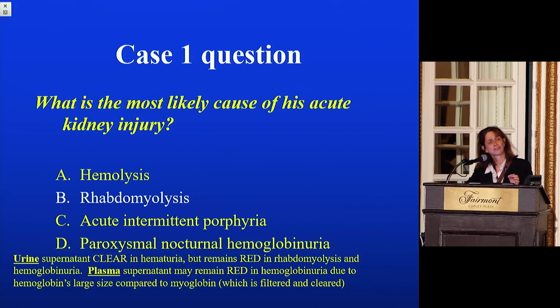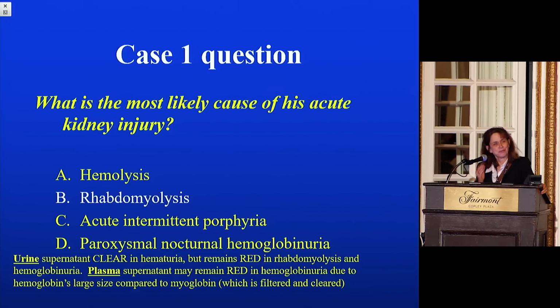By contrast, myoglobin, it's a much smaller molecule, only 17 kilos. It gets very rapidly cleared by kidney. So you're not going to see it in plasma. You're not going to see it in supernatant after blood is spun down.